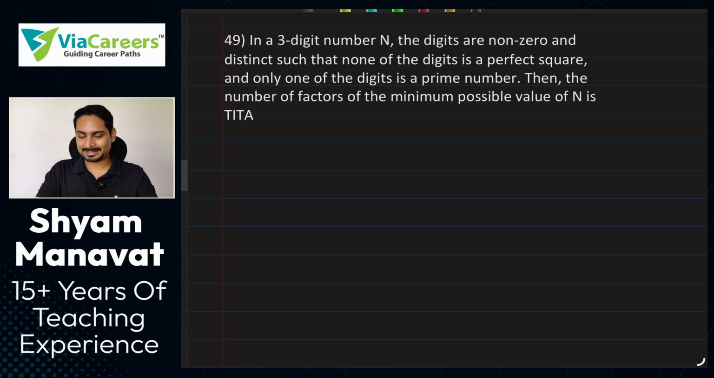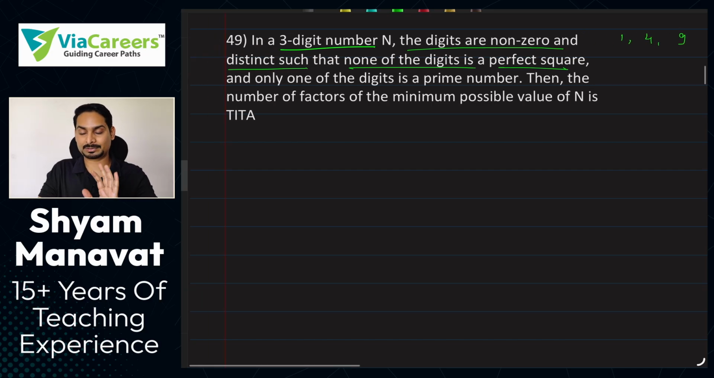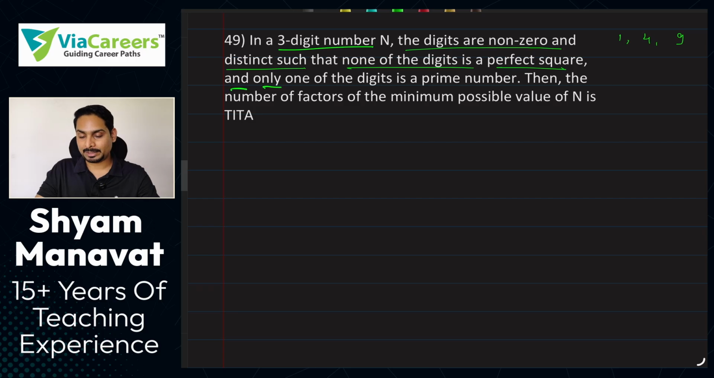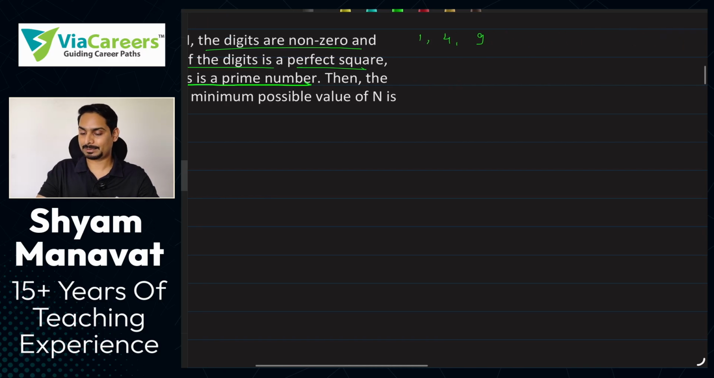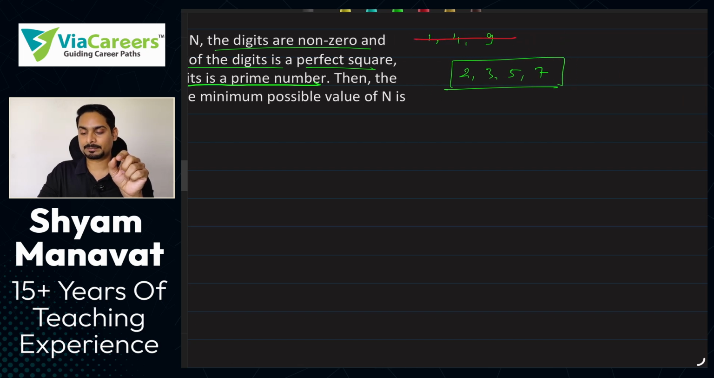In the question we have a 3-digit number, where the digits are non-zero and distinct, such that none of the digits is a perfect square. So what should the digits not be? The digits should not be 1, 4 and 9. These are the perfect squares. And only one digit is a prime number. So what are the prime digits? 2, 3, 5, 7 are the prime digits. So only one of these 4 will be utilized. We'll keep this in mind. And here none of the perfect squares will be utilized.